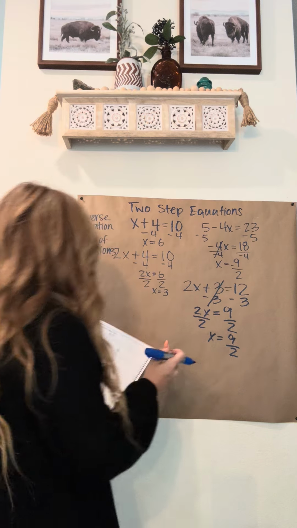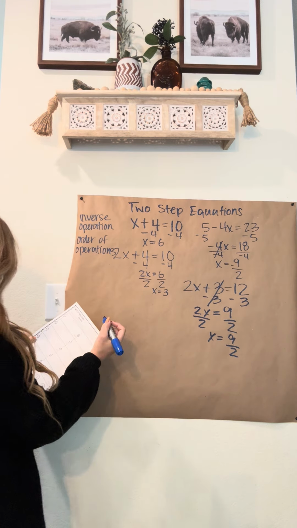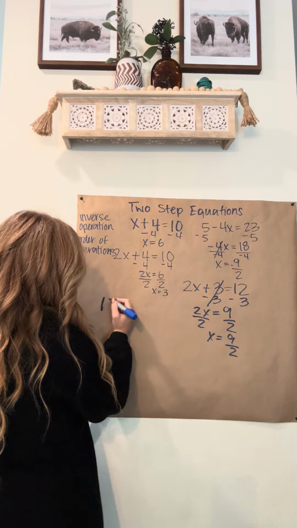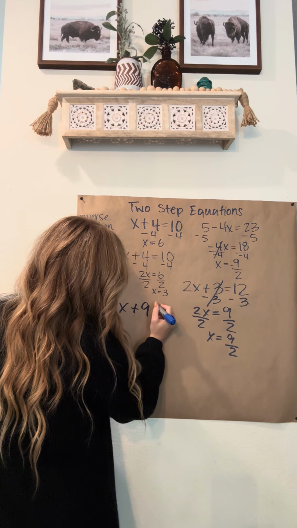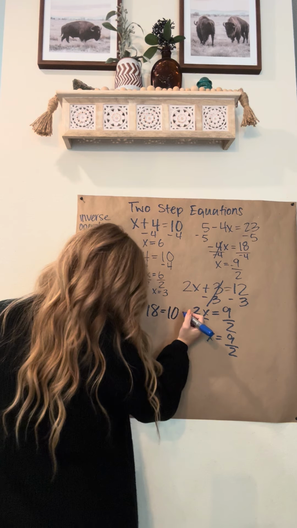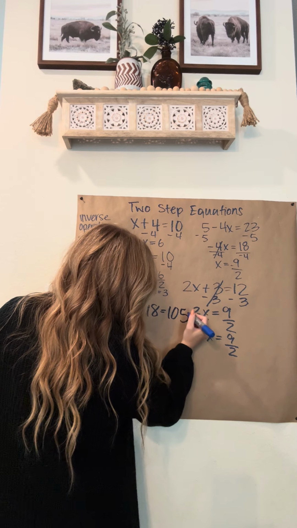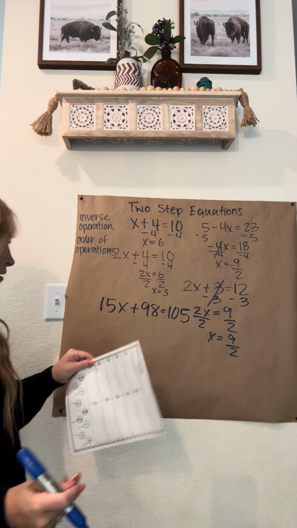All right, so let me write down number 3 while you guys work on that. 15x plus 98. This one's big numbers, guys. Equals 105. I'll give you a few seconds.